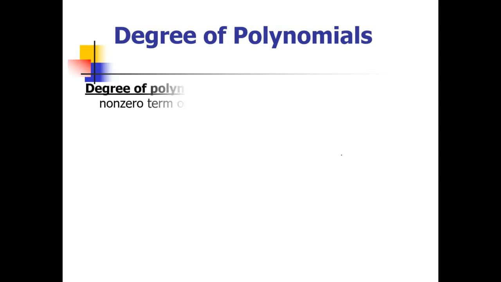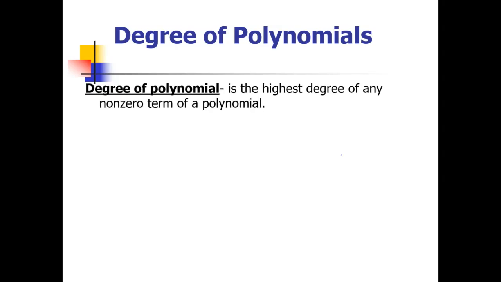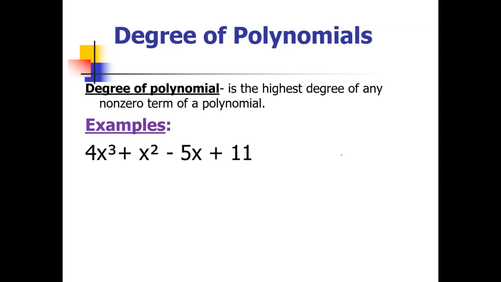Degree of a polynomial. The degree of a polynomial is the highest degree of any non-zero term of the polynomial. Let's look at the example. 4x cubed plus x squared minus 5x plus 11. The first term has the highest exponent of 3. The second term has the exponent of 2. The third term has an exponent of 1. The last term, there is no variable, there is no exponent. So if I have to pick between the 3, 2, 1, I will pick 3 as the highest exponent, and that represents the degree of the polynomial.